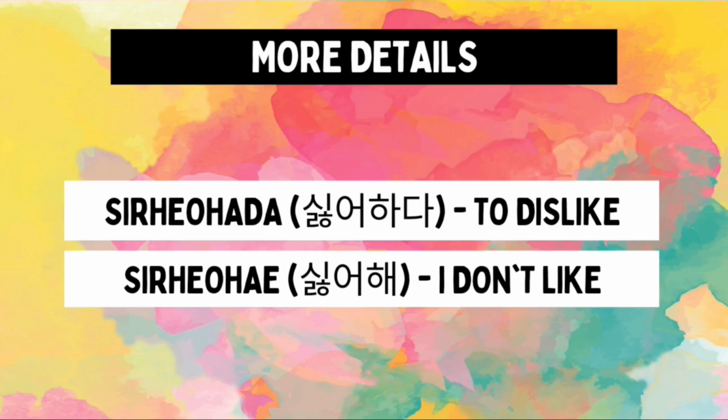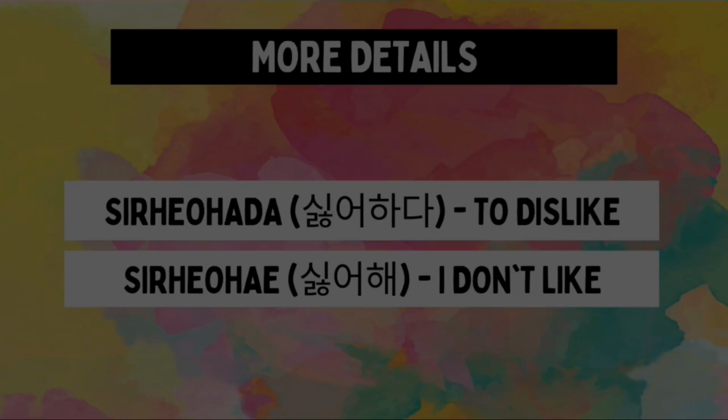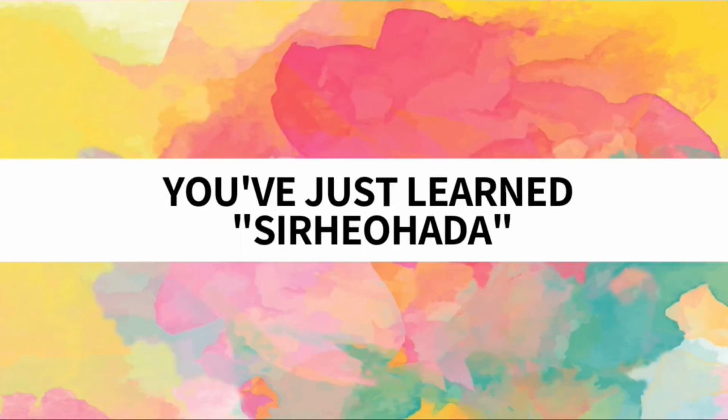And 싫어해 is actually the present tense form of 싫어하다. So if 싫어하다 means to dislike, 싫어해 means I don't like it or I hate it. Again, 싫어하다 means to dislike or to hate, and 싫어해 means I don't like it or I hate it. Just remember that 싫어하다 is a root verb and 싫어해 is the present tense form of 싫어하다. And with that, you've just learned 싫어하다.